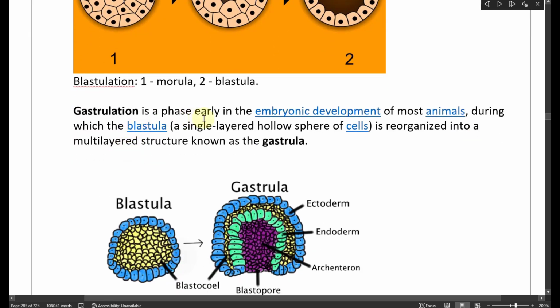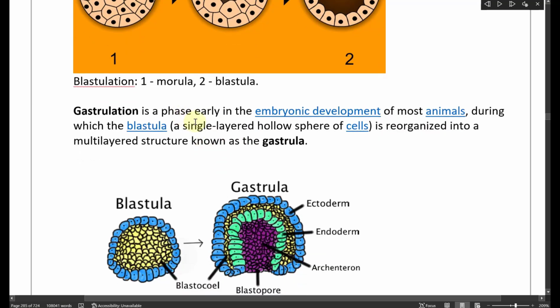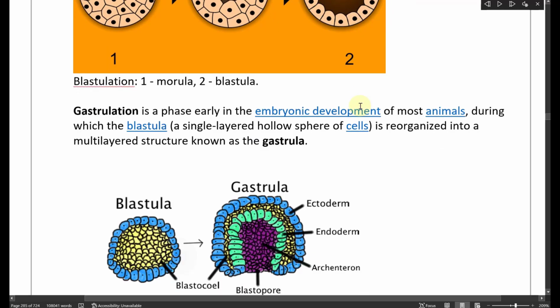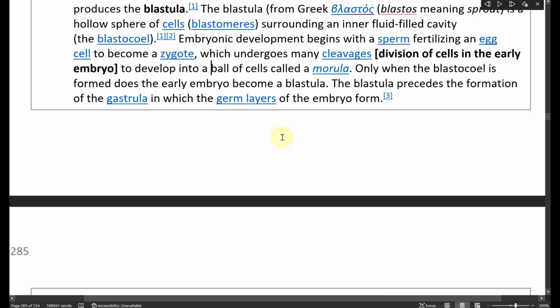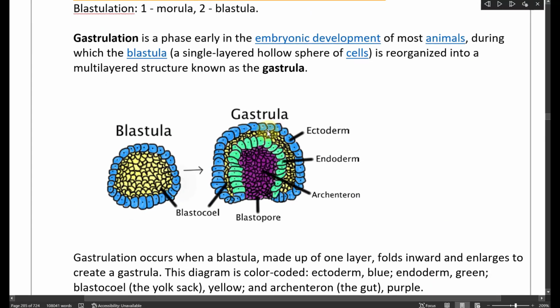So gastrulation. Gastrulation is a phase early in the embryonic development of most animals, during which the blastula, a single layered hollow sphere of cells, a single cell layer there, is reorganized into a multi-layered structure known as the gastrula. So basically you have the blastula precedes or goes before the gastrula. So after this one, then you're going to get the gastrula.